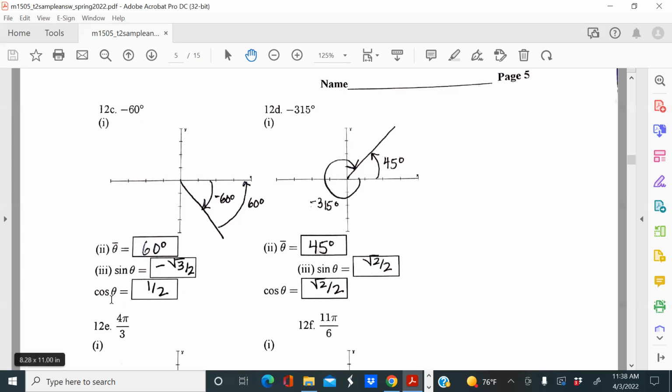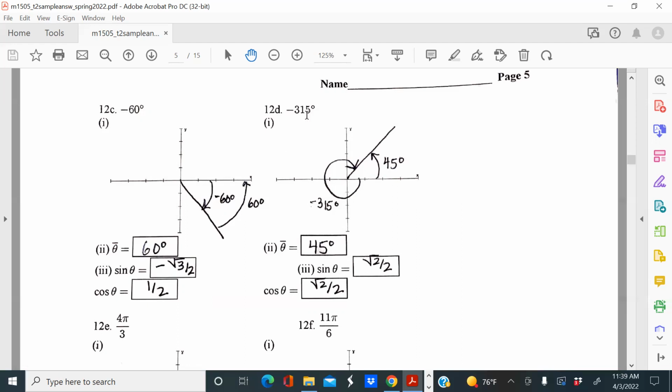What about cosine of minus 60 degrees? It's the same as the cosine of 60 degrees, which is 1/2, except we have to adjust the sign again in front. But here, since the x-axis is positive in the first quadrant, remember cosine is associated with the x-axis, since the x-axis is positive in the first quadrant, I just write positive 1/2.